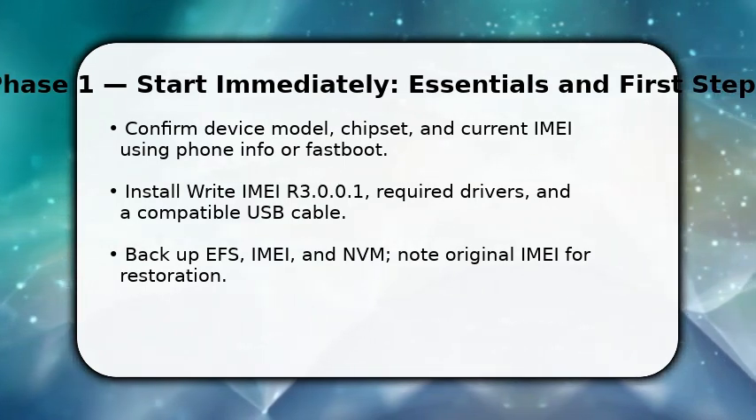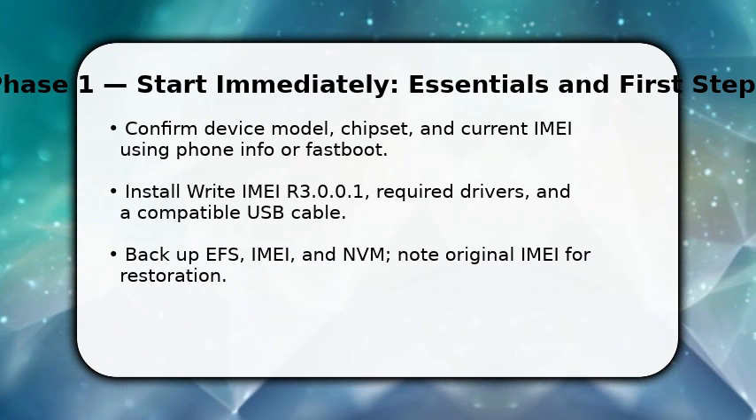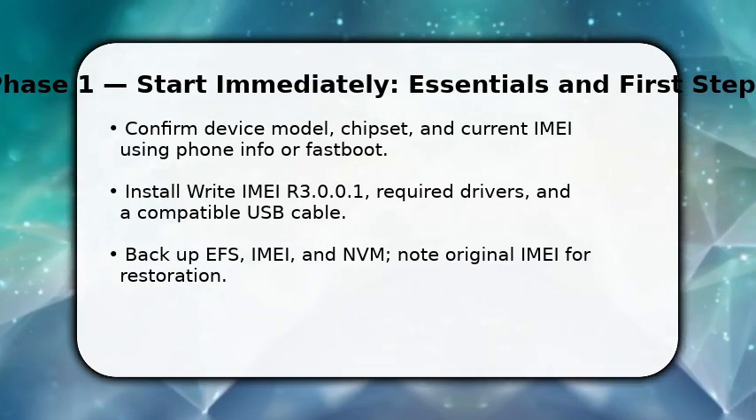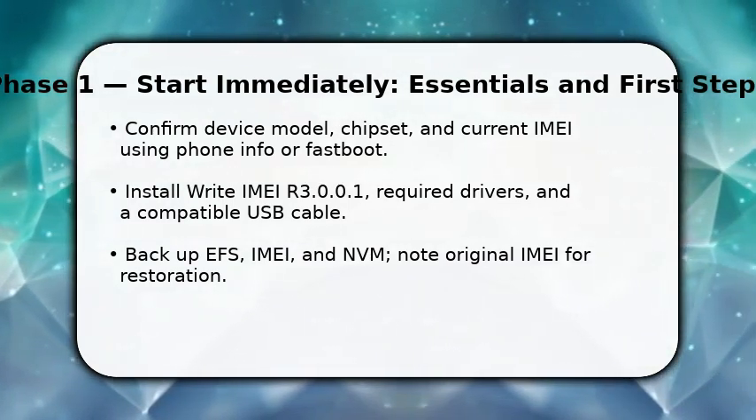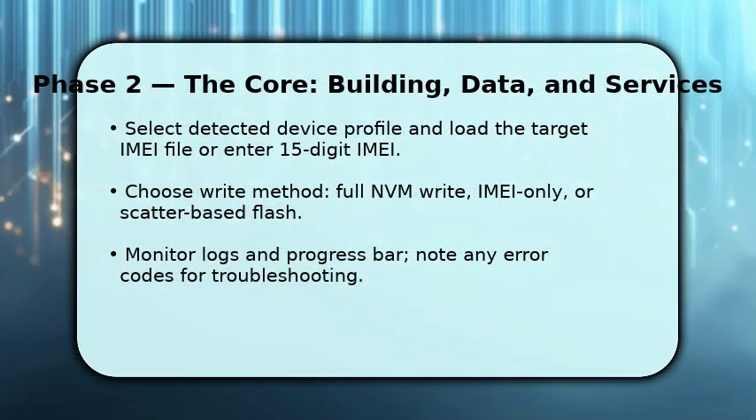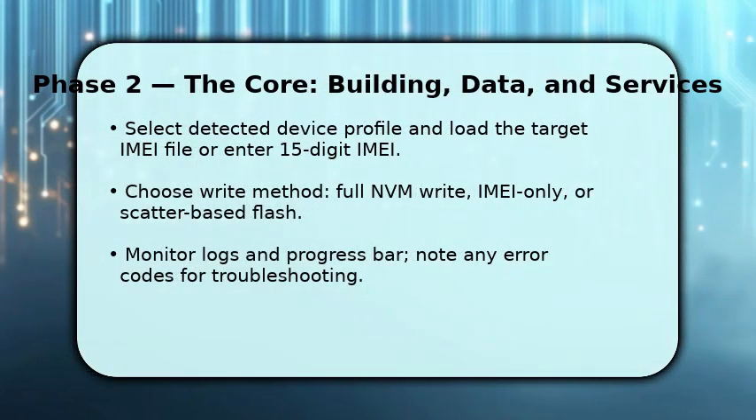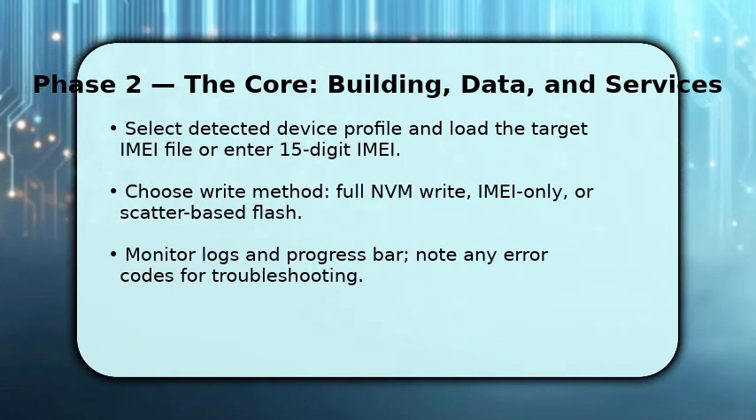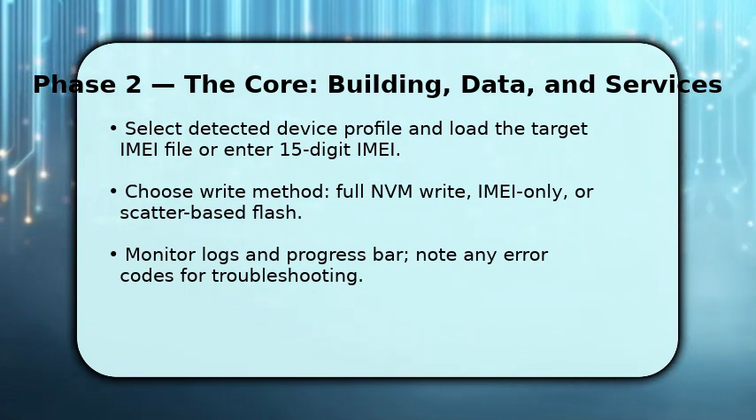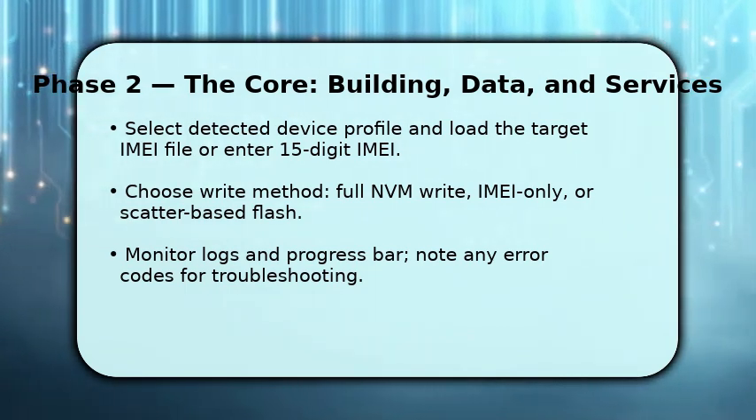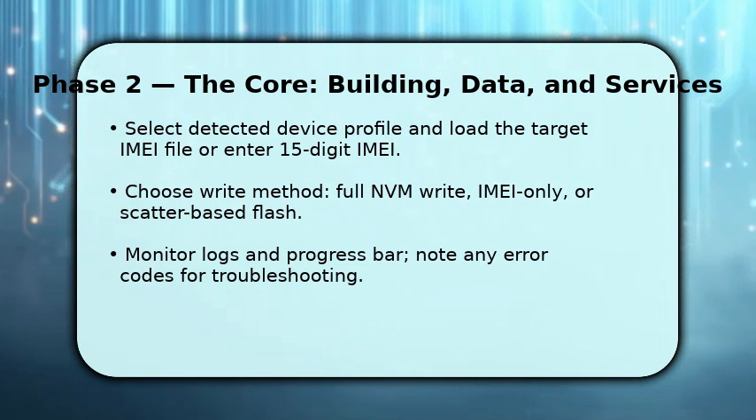Now connect the phone in the required mode. Follow the tool prompts to detect the device, and do not interrupt the connection while the software initializes. Next, you choose the device profile in the app so the correct protocols are used. Wrong profile causes failures. Then load or type the 15-digit IMEI and pick the appropriate write mode. IMEI only is faster. Full NVM is safer for corrupted partitions.